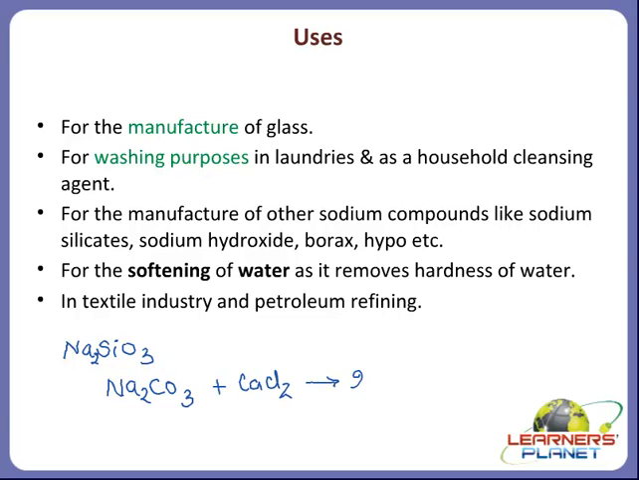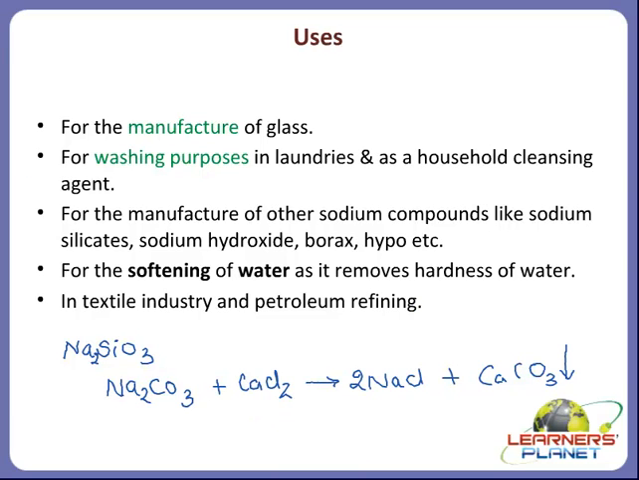It would be 2NaCl plus calcium carbonate. Okay? Now, when the water is boiled, this calcium carbonate settles down. So, why is this sodium carbonate used? This is used for softening water, for removing the permanent hardness.